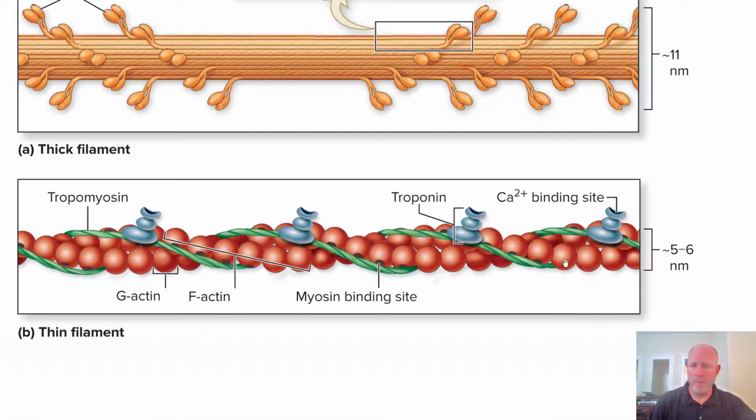Then we have our thin filament. We're going to have our actin playing a role here. And we have, in this case, this little green strand, vine-like looking guys, our tropomyosin, our troponin here, our calcium binding site at the end of the troponin there. And F-actin is these guys between, and G-actin here.